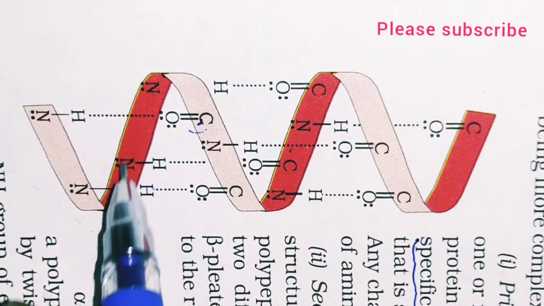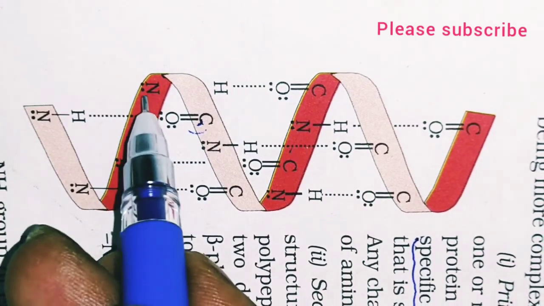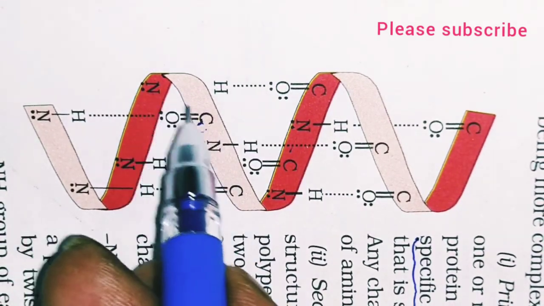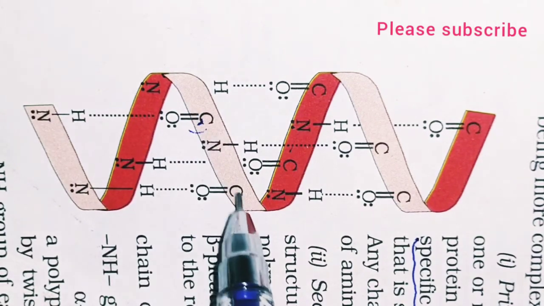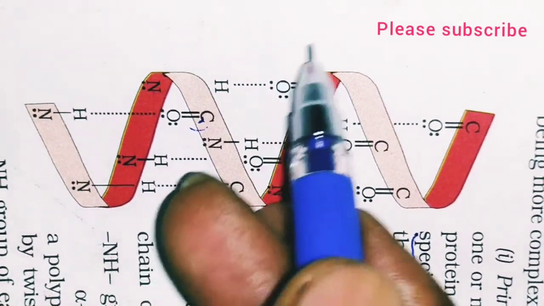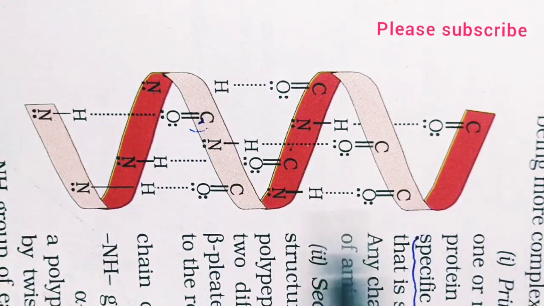This is the back side. In this back side also CONH is there. It again comes to the front side, and again there is a CONH bond and a CONH bond. Then it is again the back side, and then the front side. Like this, the alpha helix is formed.